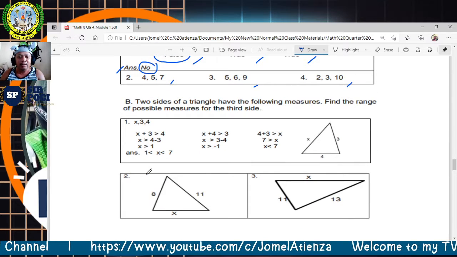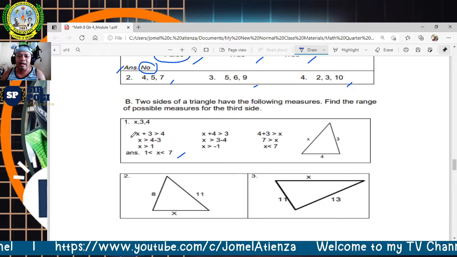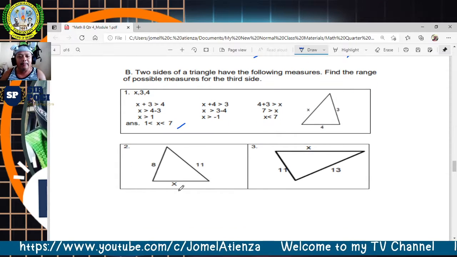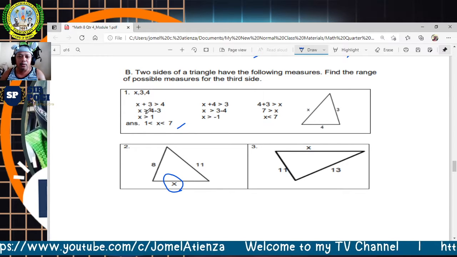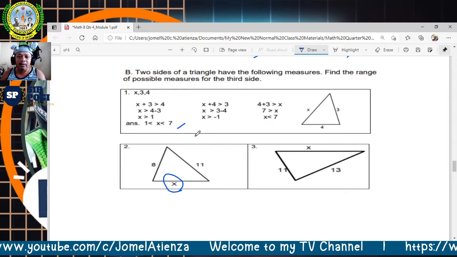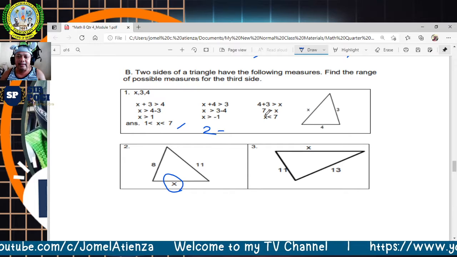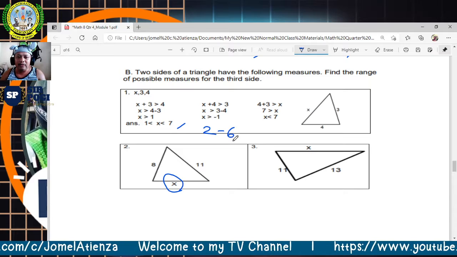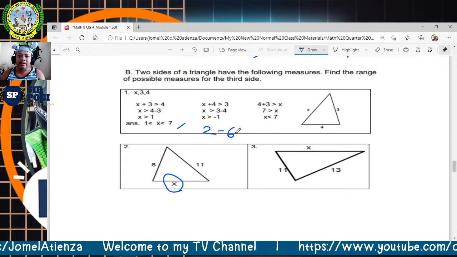And then, for set B, this is our given, the example number 1. What you are going to do is find the value of x. If it is ranging 2, for example, x is greater than 1, so therefore the possible value is 2. And x is less than 7, which is 6. So therefore, x is 2 to 6. That's all there is to it.